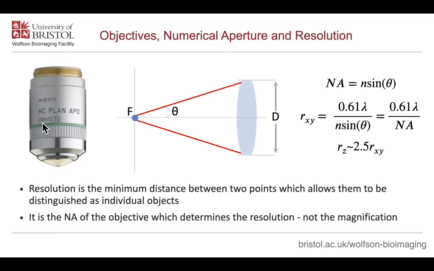So the resolution itself is defined as the minimum distance between two points which allows them to be distinguished as individual objects. And it is the NA of the objective which determines the resolution, not the magnification. If we look at this equation here, the Rayleigh criterion for lateral resolution shows 0.61 times the emission wavelength over the numerical aperture. So as your numerical aperture gets higher, your resolution will improve, and your resolution in Z is always about 2 to 3 times worse than your resolution in XY.